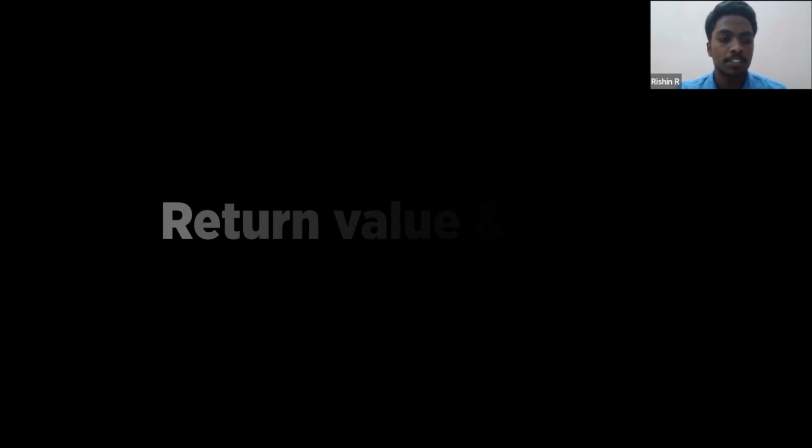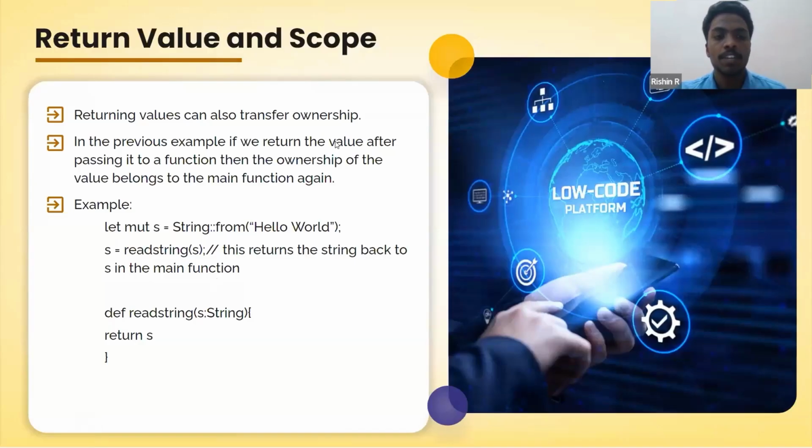Okay, return values and scope. We can also give back ownership by doing something like this. You create a function here, define read_string, and you create a variable s that is hello world, and then you write s = read_string(s). So what are you doing? You're passing that variable s to the function read_string, and what read_string does is just return the variable back to s again.